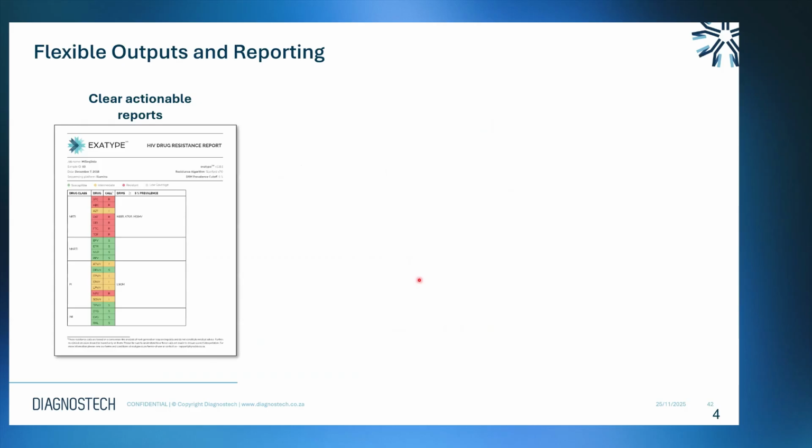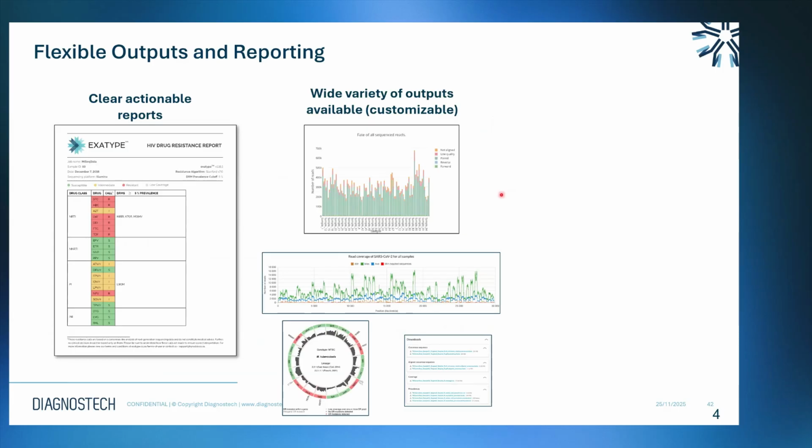Just showing you some of the outputs and reporting on Exatype. So obviously a nice actionable report showing drug resistance and the drug class, as well as the variant that was called. Lots of cool customizable outputs. So these are like number of reads per sample, showing forward, reverse, low quality, not aligned. This one here is showing the read coverage over the SARS-CoV-2 genome. So here's the entire genome length. And here we're looking at the min and max coverage, so the number of reads along the genome. We see some regions much more covered than others. At the bottom is the drug resistance report for MTB, which I'll show you in another screen.